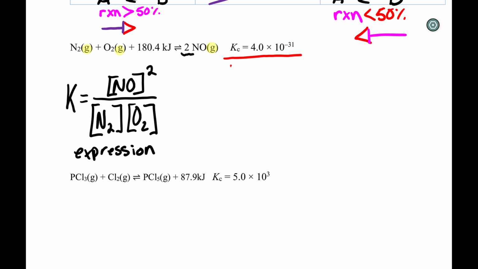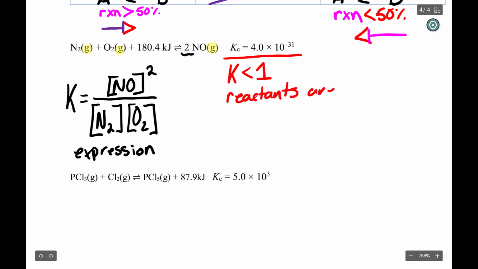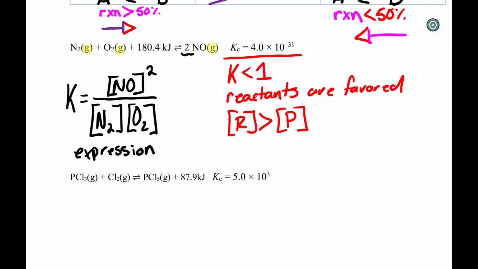The next thing I'm going to do is I'm just going to express this in a bunch of different ways. So I know that the K is less than 1, which is telling me that my reactants are favored, or that I have a greater amount of reactants than I have products. And that if I was to write above this equilibrium sign here, a sign for greater than or less than 50%, I would write less than 50% forward.